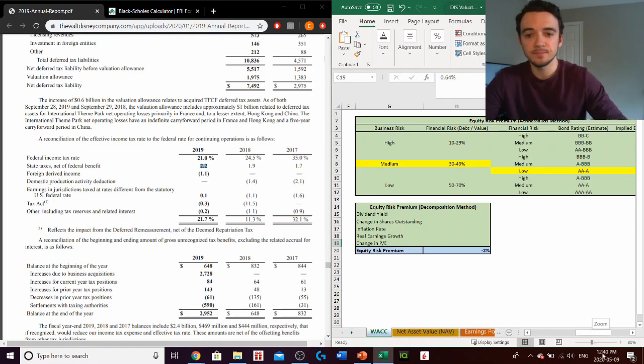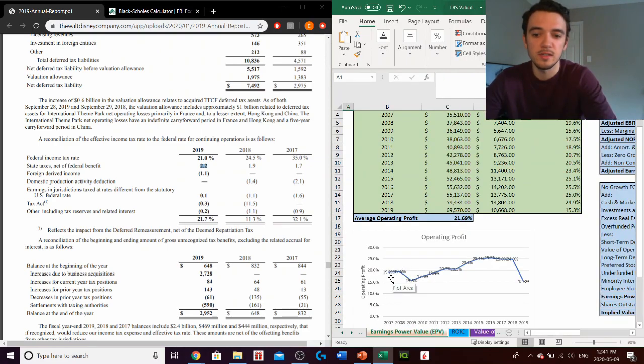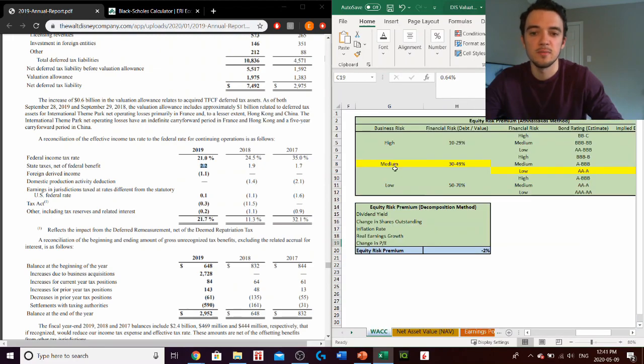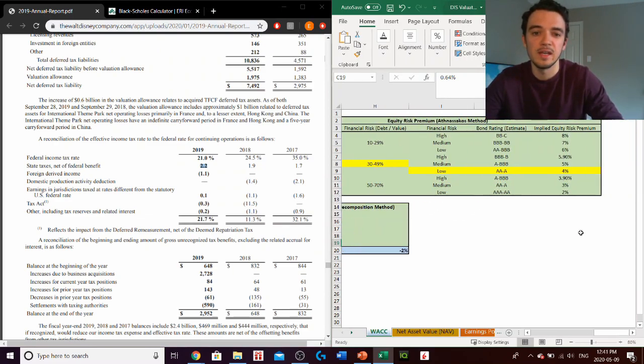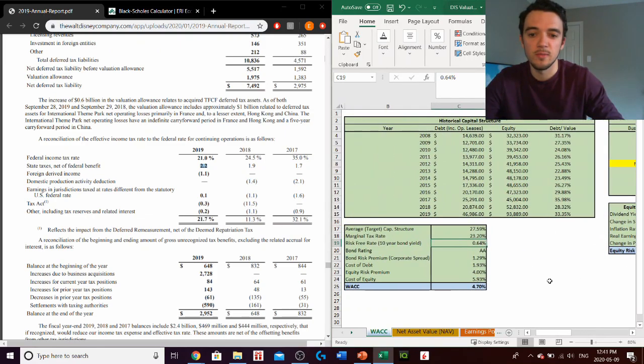When it comes to Disney, I chose medium business risk because their earnings are slightly volatile, and you can see that by looking here. During the 2007-2009 period, they took a 25% hit to their operating profit, and recently in 2019, they took a massive nosedive. So for that reason, I have them at medium business risk, which means that their financial risk should be somewhere between 30 to 49% debt to value, but since they have 27%, that means that their financial risk is low. And that would place them in a bond rating of AA to A, which has an implied equity risk premium of 4%. So that is where I got the remaining values.